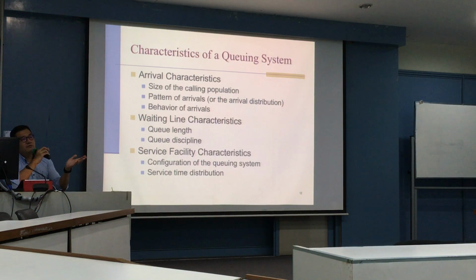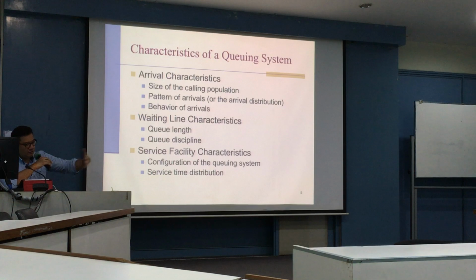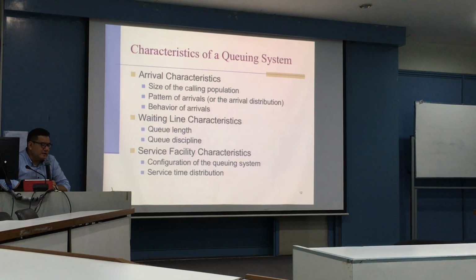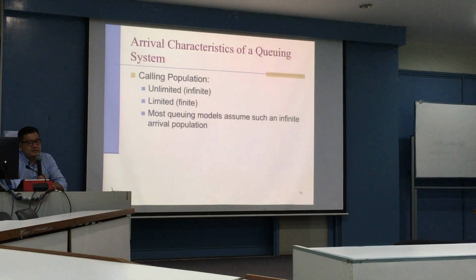And the second part is about the waiting line. We talk only about the waiting line model. And the third one is about the service facility. We're talking about the way that the service provider provides the service to the customer. So let's talk about the first one, arrival characteristics.